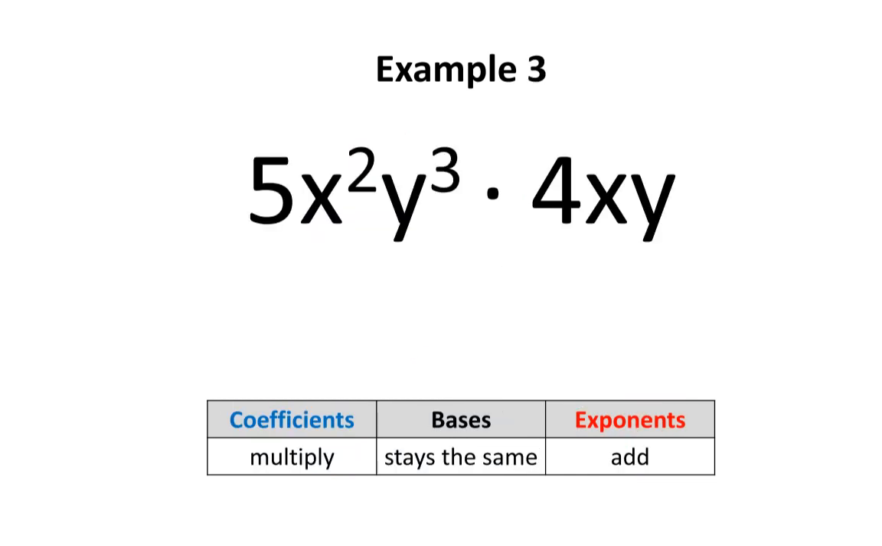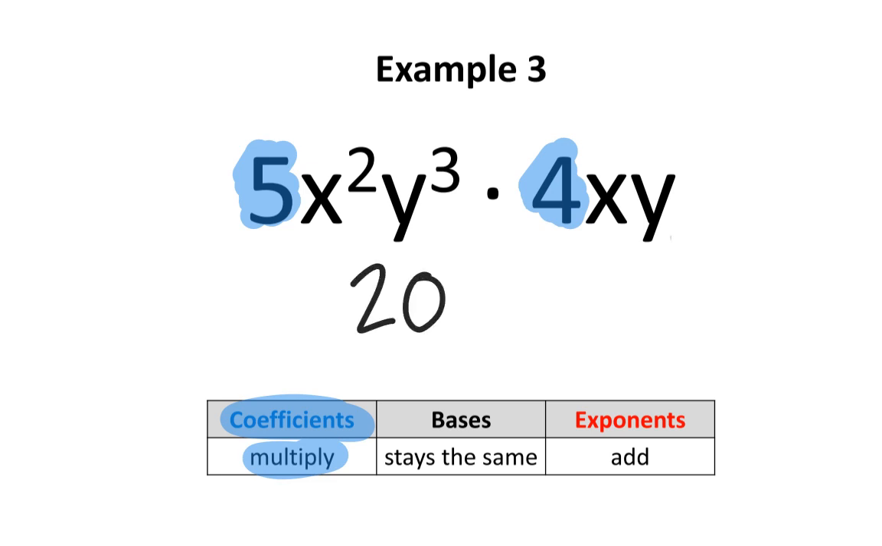In our third example, we have two terms being multiplied by each other. Again, this dot is another way to represent a multiplication sign. The first thing you want to do is take a look at the coefficients. The first term contains a coefficient of positive 5, and the second term contains a coefficient of positive 4. We want to multiply coefficients. Therefore, positive 5 multiplied by positive 4 gives us positive 20.